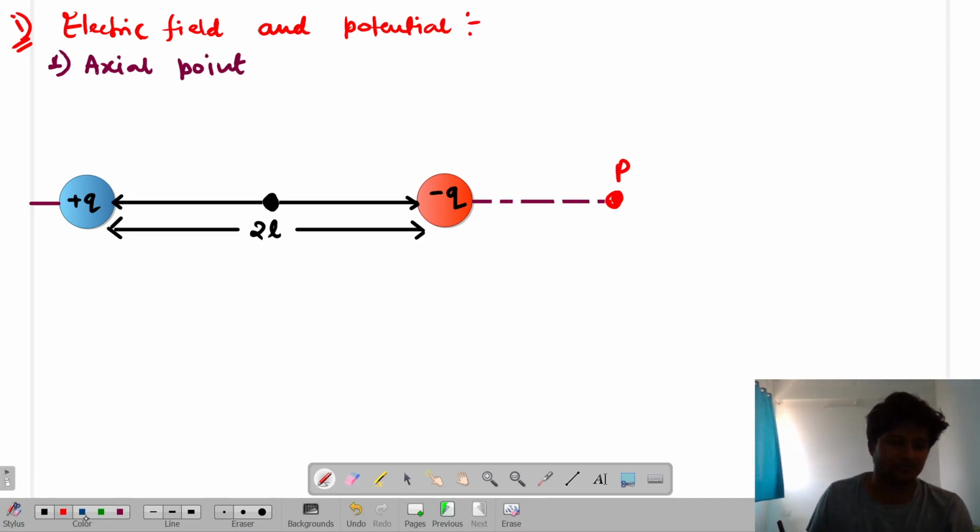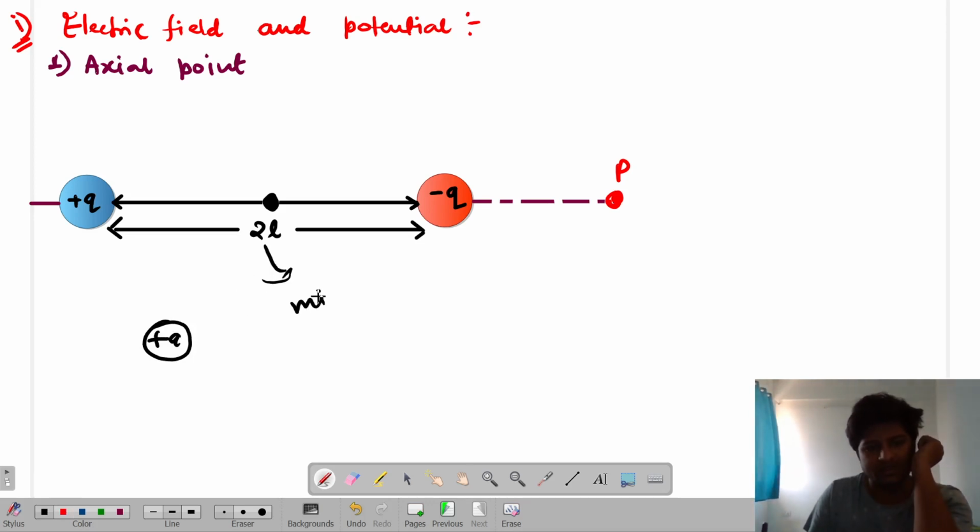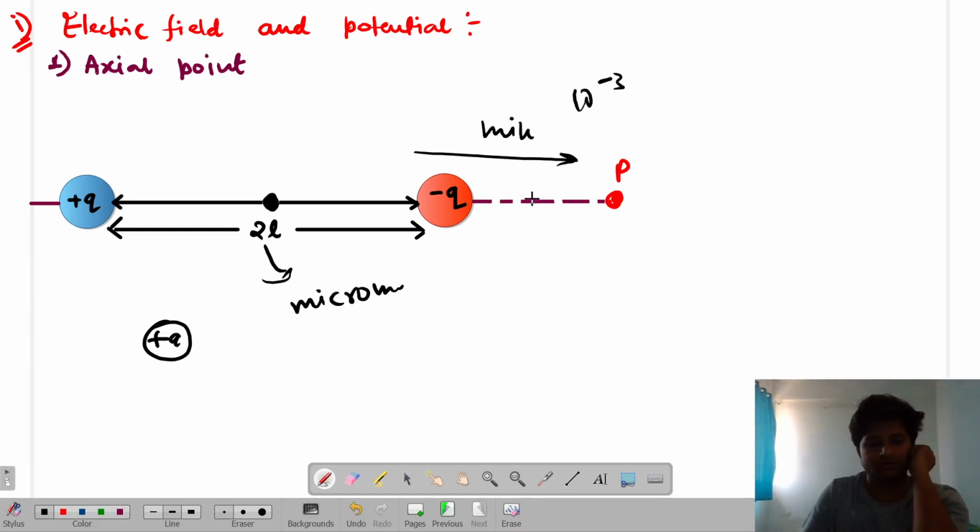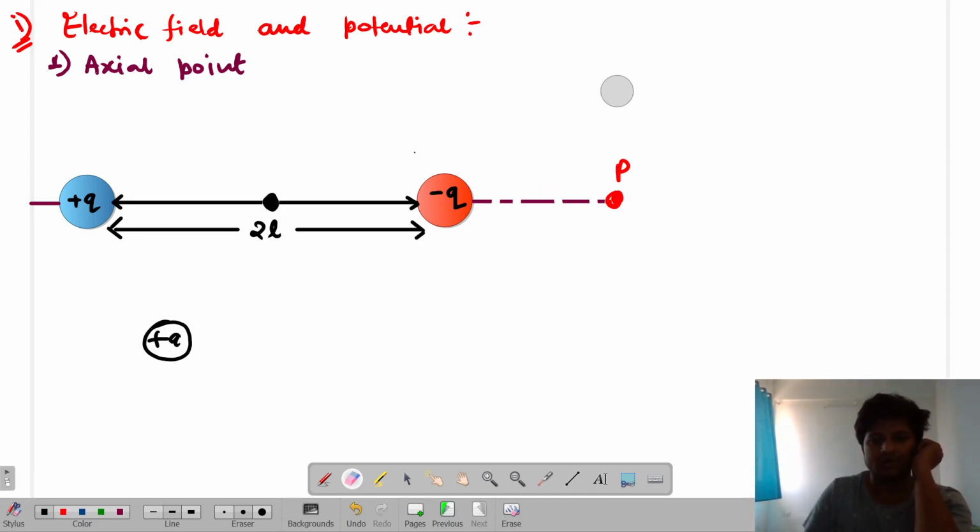Now you try to understand the first important thing. Actually, what is the meaning of this axial point and what is the meaning of this 2l? The dipole length is in micrometers, and the point which is from these charges is almost in millimeters. Millimeter is 10 to the power of minus 3, and micrometer is 10 to the power of minus 6, isn't it? So look over here, how much bigger these axial distances are. Axial points are very far away compared to the distance between the charges.